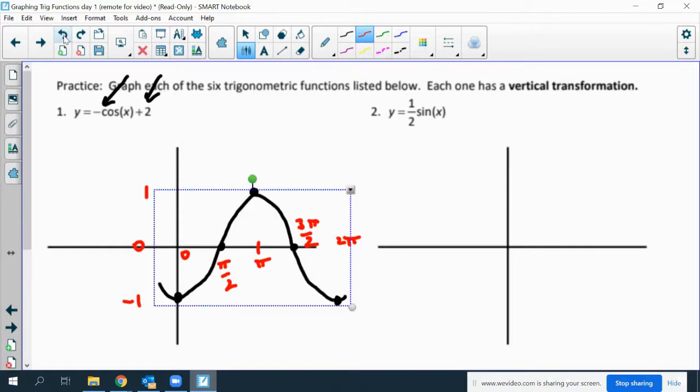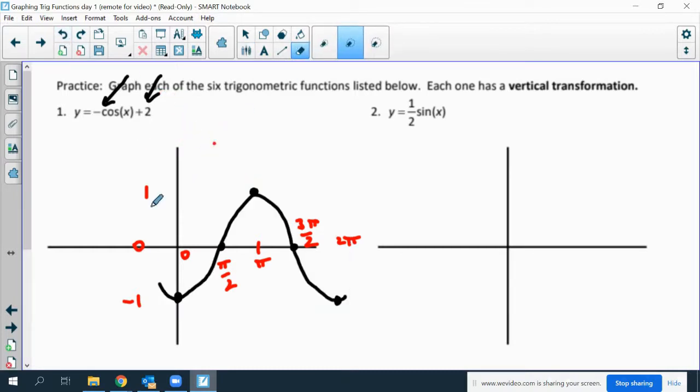In my class, what I tend to do is I just change the y values here. So I would make this 3, this 2, and this 1 to represent the vertical shift up 2. So it just kind of depends on how your teacher wants it or how you like to draw it. But I pretend like this axis is not y equals 0, it's y equals 2. And then that kind of does my vertical shift for me.